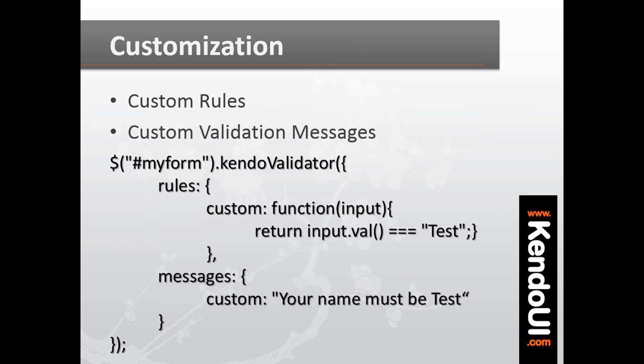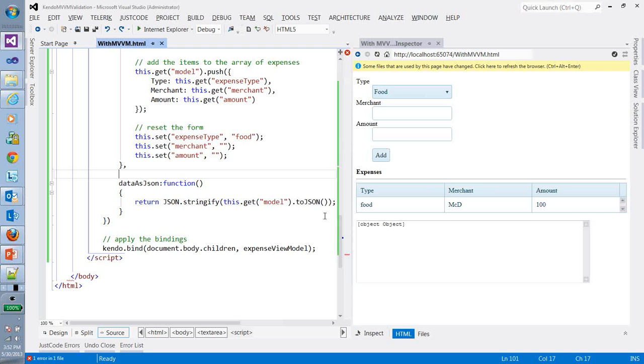For example, I can just go back in here and say, I have a custom rule. The rule name is custom, and the business logic in that custom rule is that I just want to check that input, and whether the value is equivalent to test or not. For the message, I can come back here and say, you should enter the name as test. So that's the customization you can do. So let's quickly take a look at that.